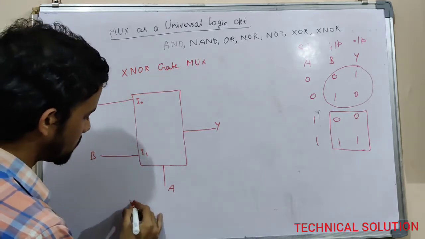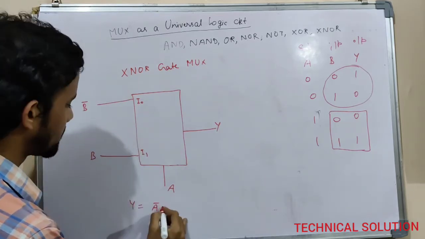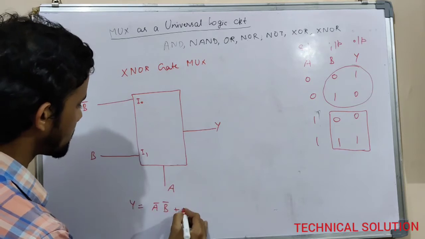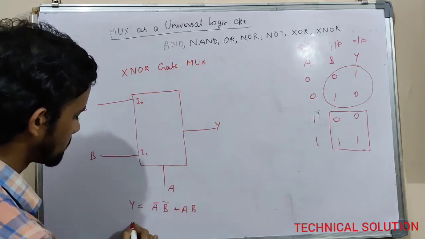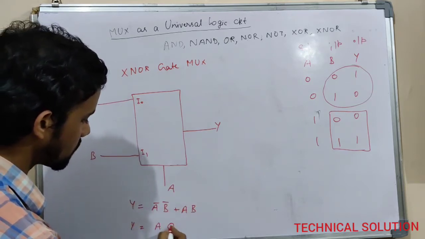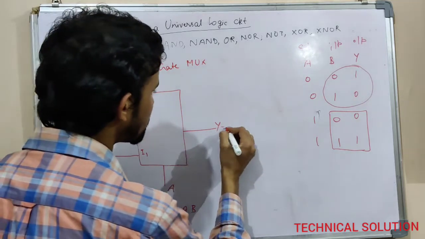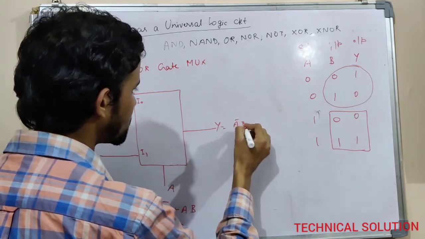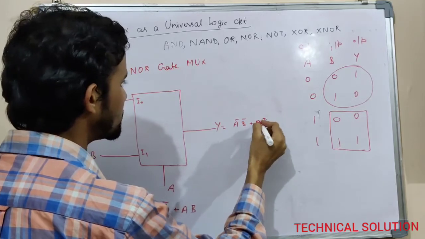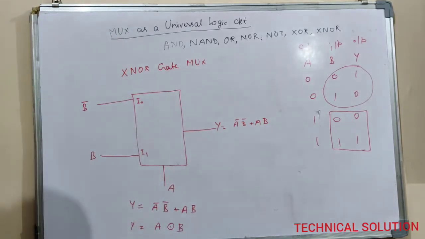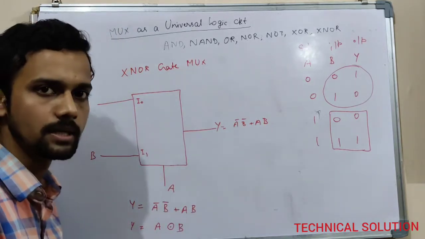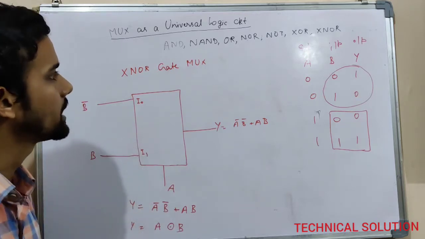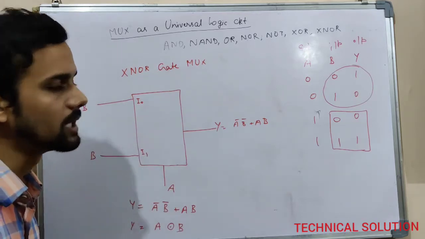So output Y equals A complement into B complement plus A into B, that is A XNOR B. A bar B bar plus A B. This is a realization of an XNOR gate using a mux. In this way, we can design all the logic gates using a multiplexer.